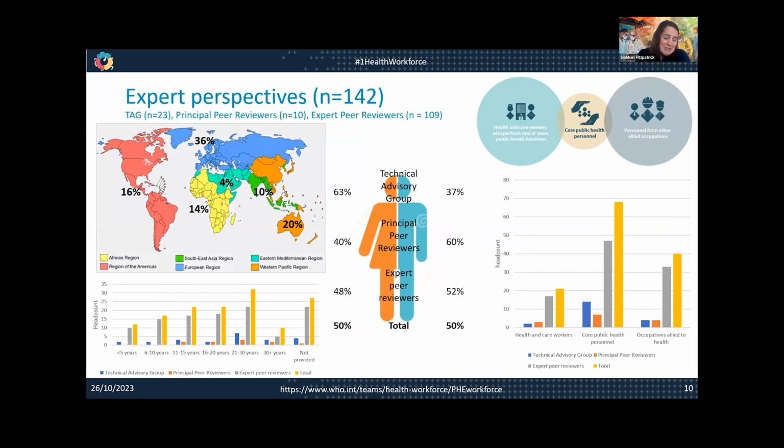Of course, we didn't quite achieve equal regional distribution, but we did bring in perspectives from across the 6 WHO regions, as well as at different stages of their careers and in different professional backgrounds. And one thing we can't say that we set out to achieve, but somehow we achieved, is a 50-50 gender balance across the different experts that we involved in this work.